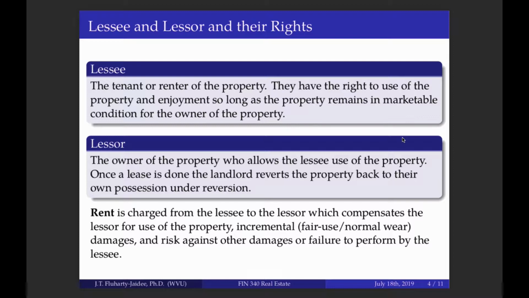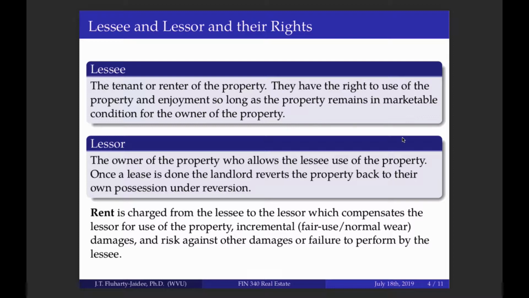The incremental damages that occur from simply inhabiting the property. So over time, the property is going to lose value, it needs to be maintained, and simply having somebody living in the property is going to cause fair use or normal wear and tear, okay? And the rent is supposed to be calculated to incur these damages onto the lessee immediately.